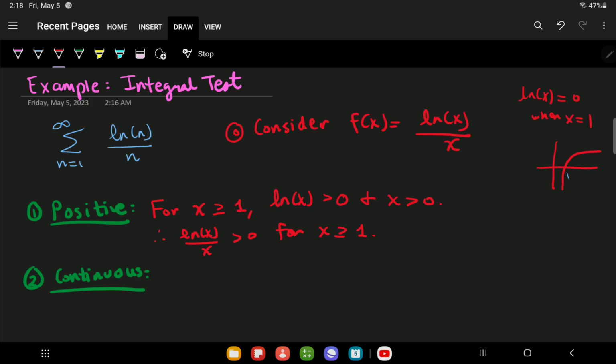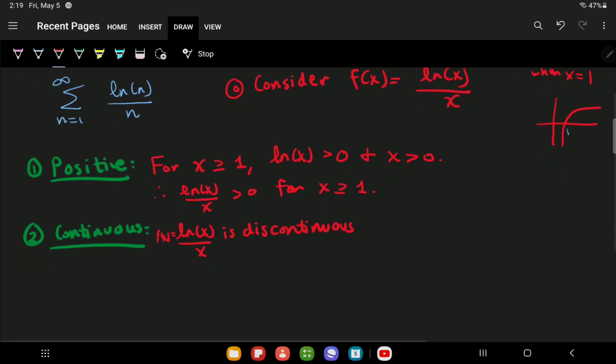Okay? Next thing we want to check is continuous. A fraction like ln of x over x is discontinuous whenever the denominator is equal to 0. In this case, the denominator is equal to 0 when x is equal to 0. But we're only considering x greater than or equal to 1. Therefore, f of x is continuous for x greater than or equal to 1.